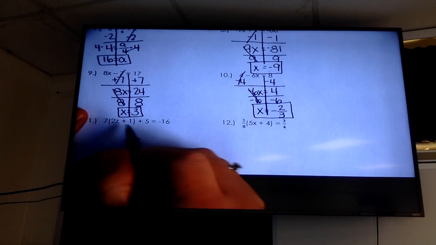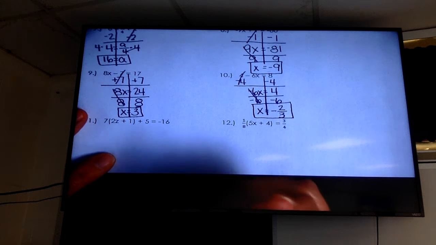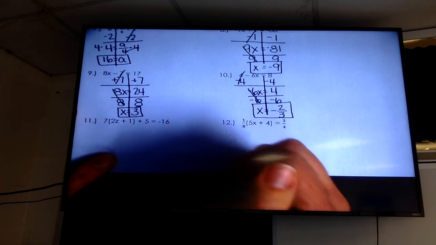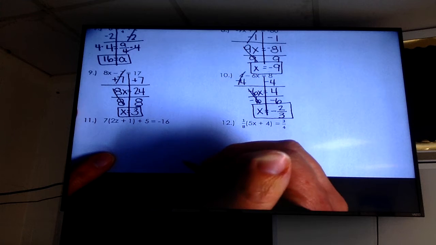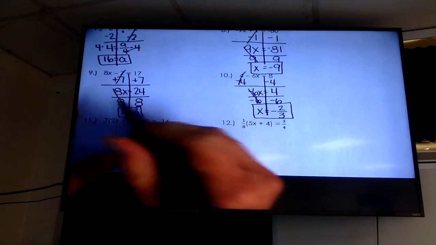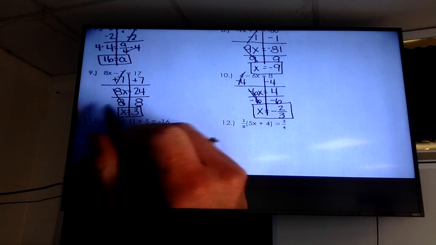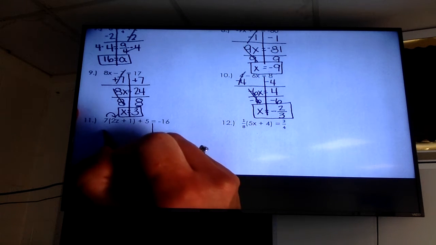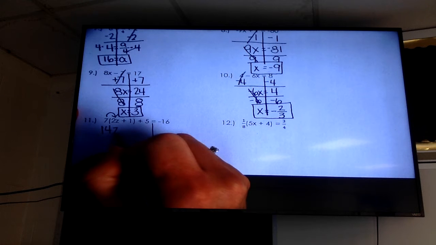Right, number 11. This is a longer problem, one with distribution. Copy it down, try it. Now here's the answer. We're going to drop our line. Actually, I shouldn't do that first. I should distribute first. So 7 times 2 is 14z.